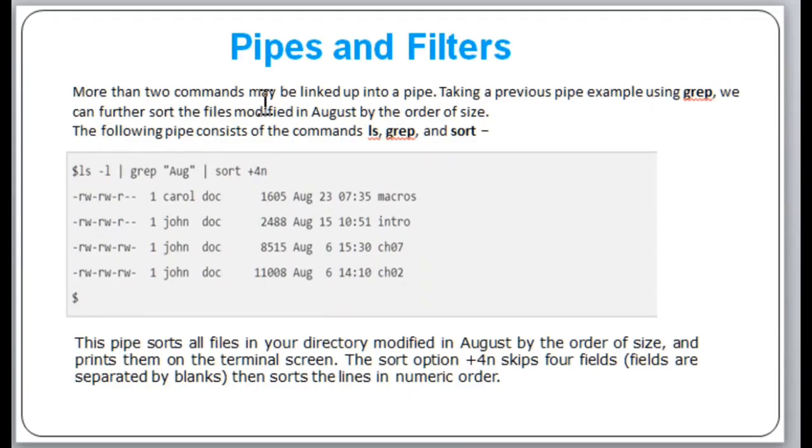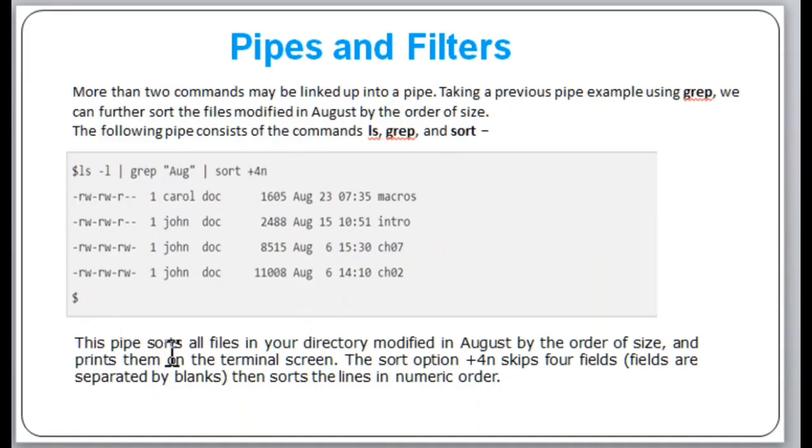So more than two commands may be linked up into a pipe. Taking a previous pipe example using grep, we can further sort the files modified in August by the order of size. The following pipe consists of the commands ls, grep, and sort. We do an ls -l, and then we grep August, so it's going to list all the files with August in there. We're going to sort it with a +4n.